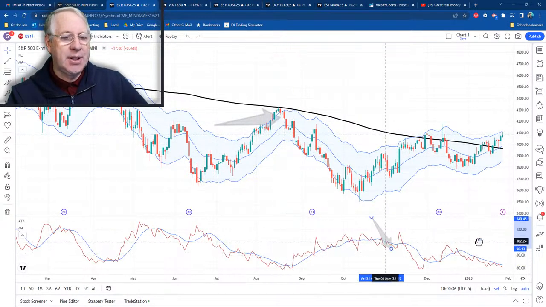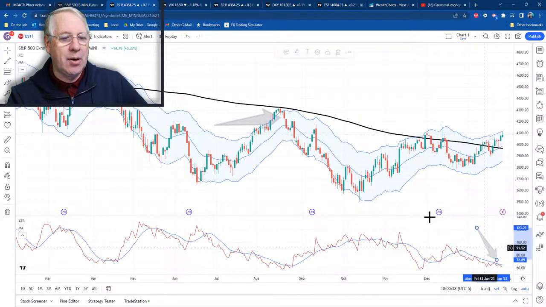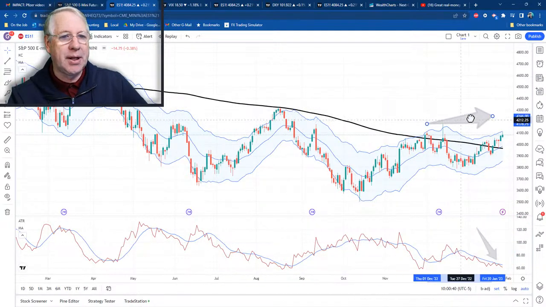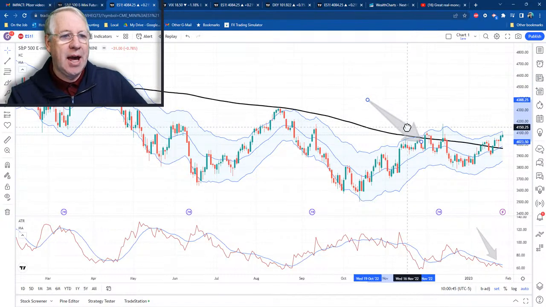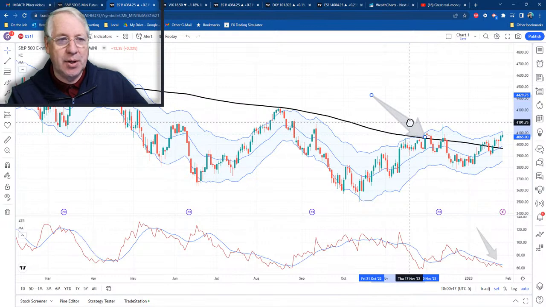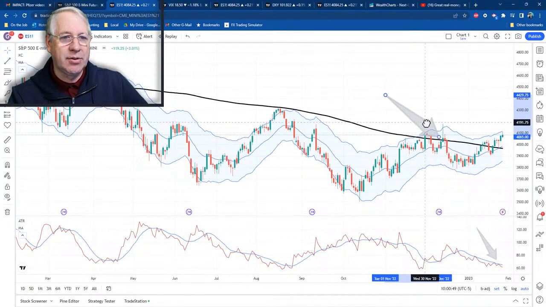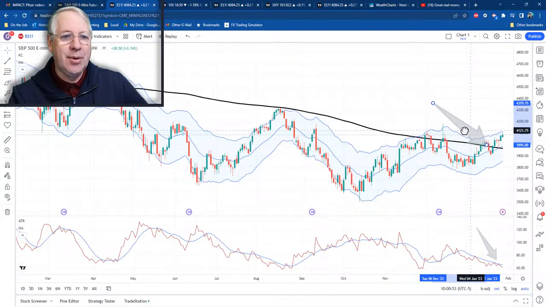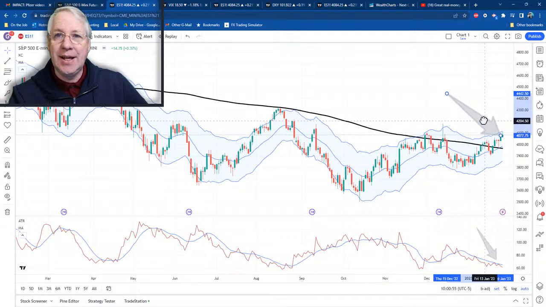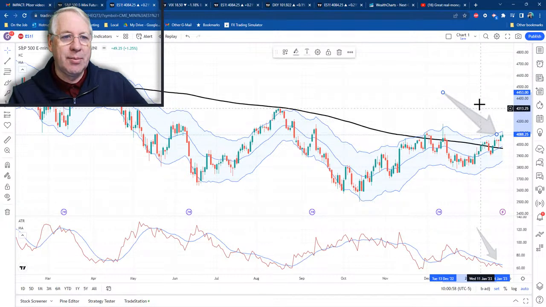Now, notice the difference between that and where we are right now. This is very important because a couple of things have happened. First, you've got prices having come up above the 200-day moving average. They struggled to get up there for a little while back in December, but now they've crossed over and are kind of staying above the 200-day moving average.